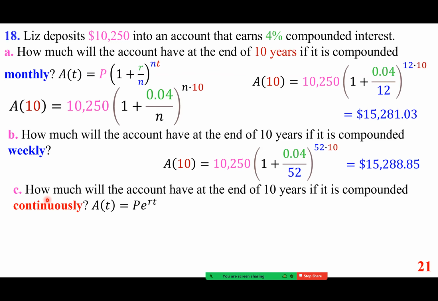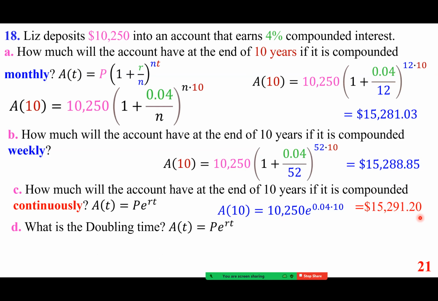What if we do this continuously? Then the formula becomes A of t equals P e to the power of rt. We plug in, t is 10, r is the same 0.04, t is the same 10. We plug in with the initial value or the amount of deposit of 10,250. And we end up with a number which is a little bit larger than that, $15,291.20.